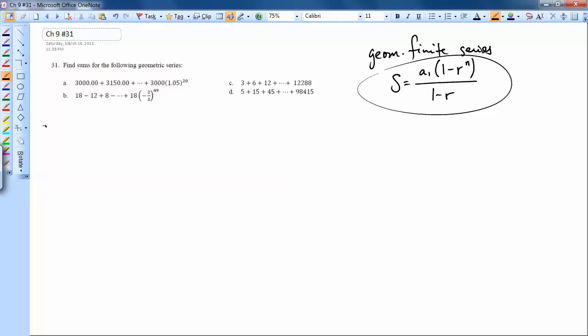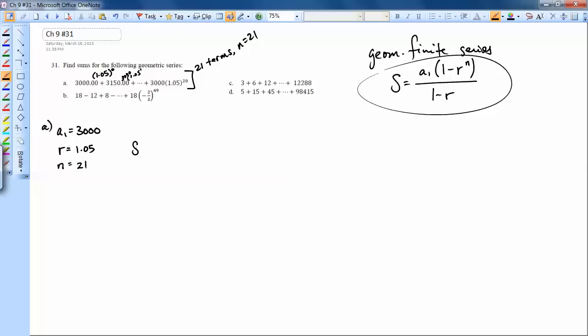So let's look at A, but we'll just use the shortcut formula for these. In A, I've got the first term is 3,000. And this is 3,000 times 1.05 to the 0. This is times 1. This is 3,000 times 1.05 to the first. So if you think about it, I actually have 21 terms here. So n equals 21 in this case. So a1 is 3,000. R is my rate that I'm multiplying by, or my common ratio, 1.05. And n is my 21 right here.